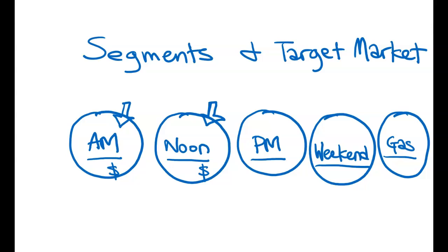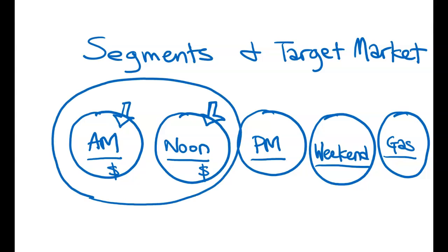So the target market is the AM group and the noon group. The reason we don't choose the PM group, the weekend group and the gas group is because they're just not profitable, right? They don't spend a lot of money. They're not reliable. When they do come, maybe they do spend money while they're there, but like I said, they're not reliable. So there's no reason for us to focus on those groups. We want to focus on the AM group and the noon group and make them our target market. All right.